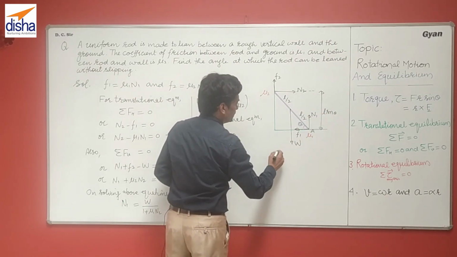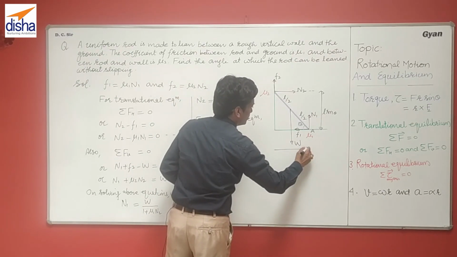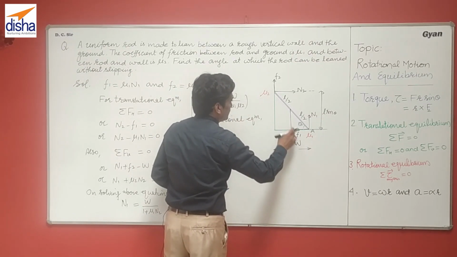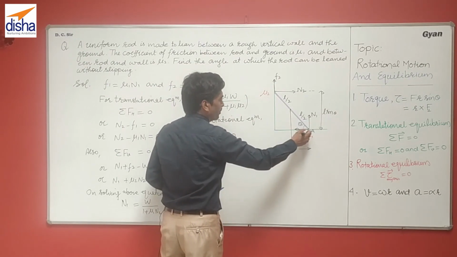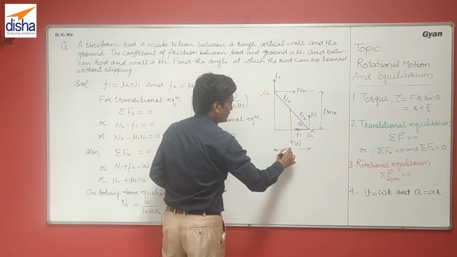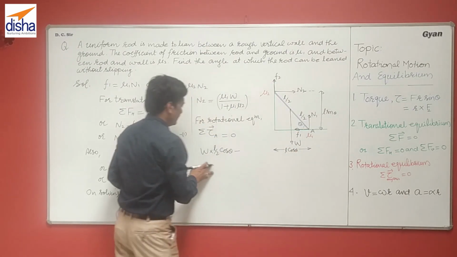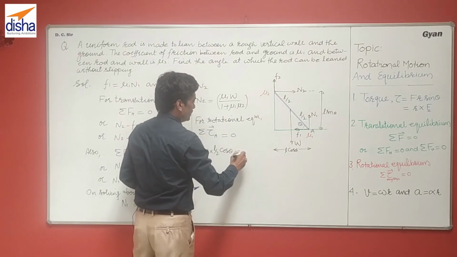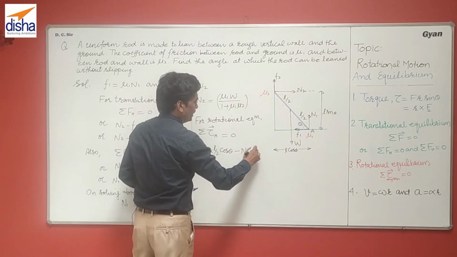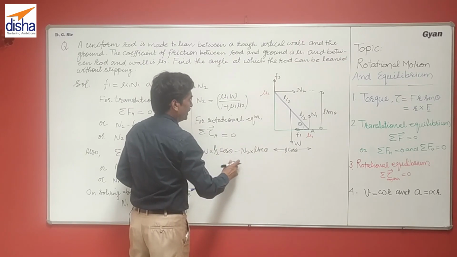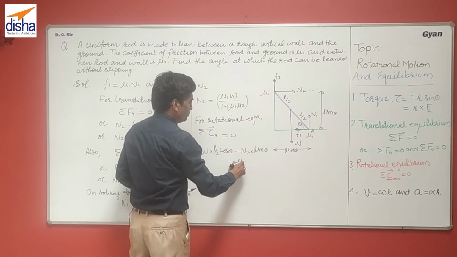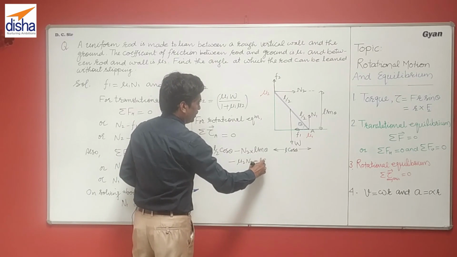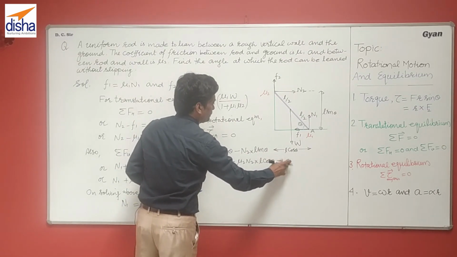and that is the line of action of F2, from here it is L cos theta. So we may write this minus N2 into L sin theta minus F2, that equals mu2 N2 into L cos theta, is equal to 0.